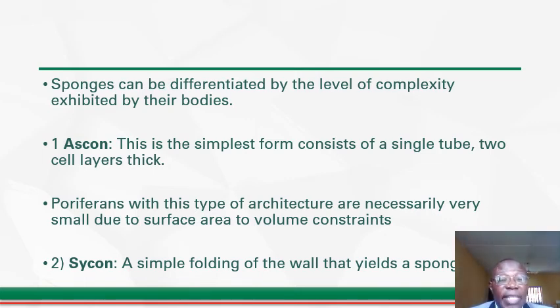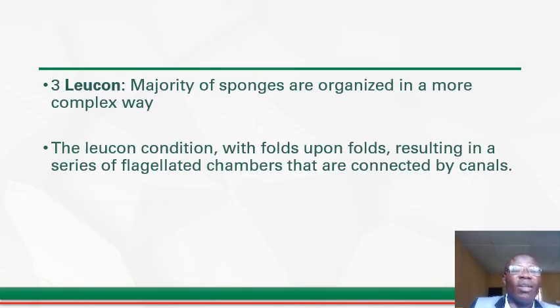The second type is sycon, and they are simple folding of the wall that yield sponges. Then we have the third one, the leucon, and the majority of sponges are organized in this particular type. So the leucon condition has fold upon fold, resulting in a series of flagellated chambers that are connected by different canals in them.